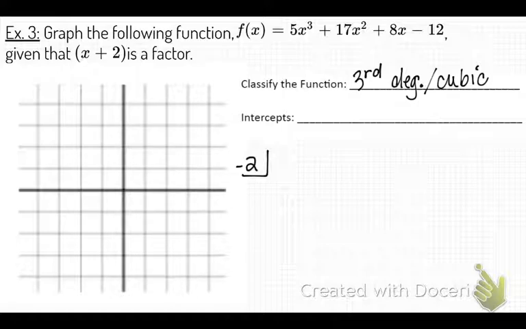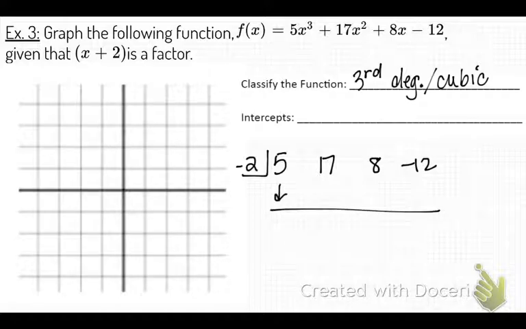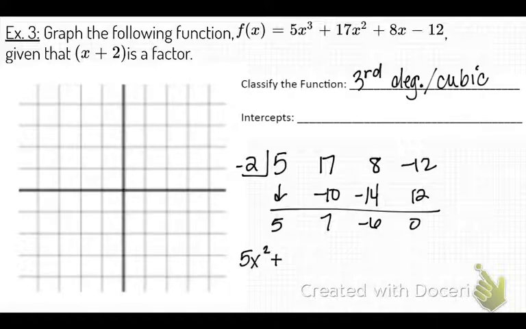Okay, we're going to write the numbers across the top. I have 5, 17, 8, and negative 12. Did you do the synthetic yet? We have 5, negative 10, 7, negative 14, negative 6, 12, and 0. Is that what you got? Yeah. This is x squared: 5x squared plus 7x minus 6.